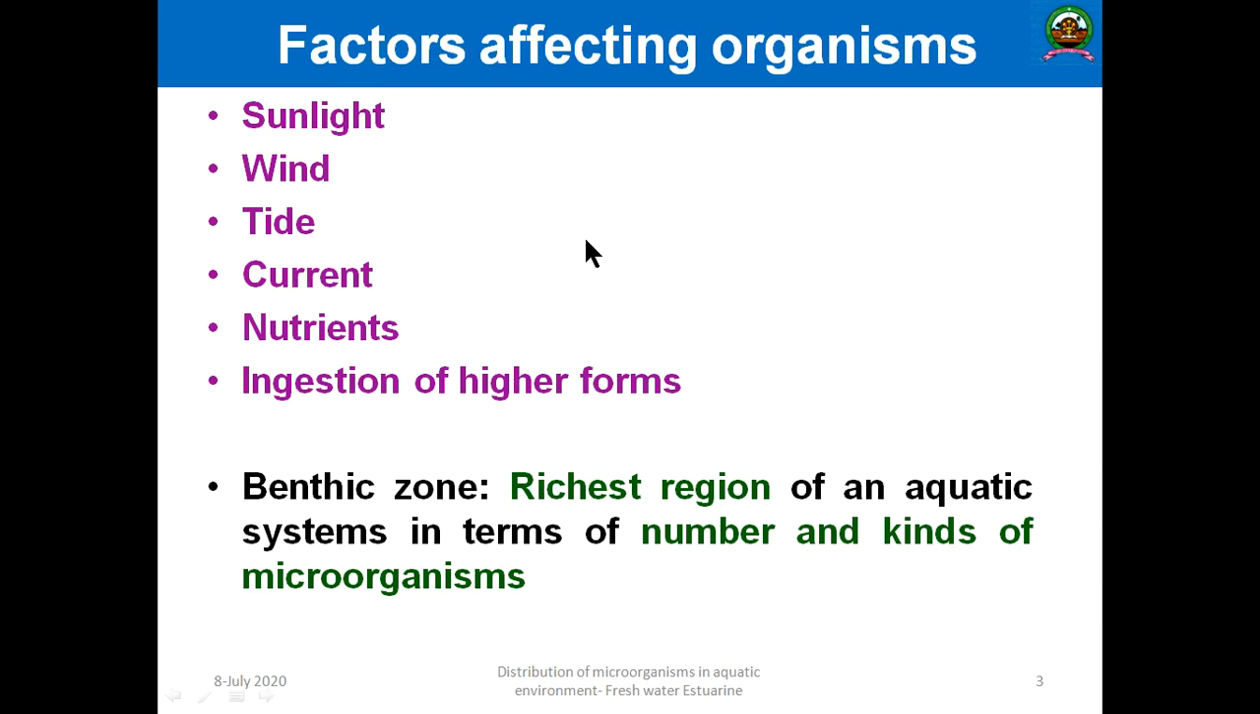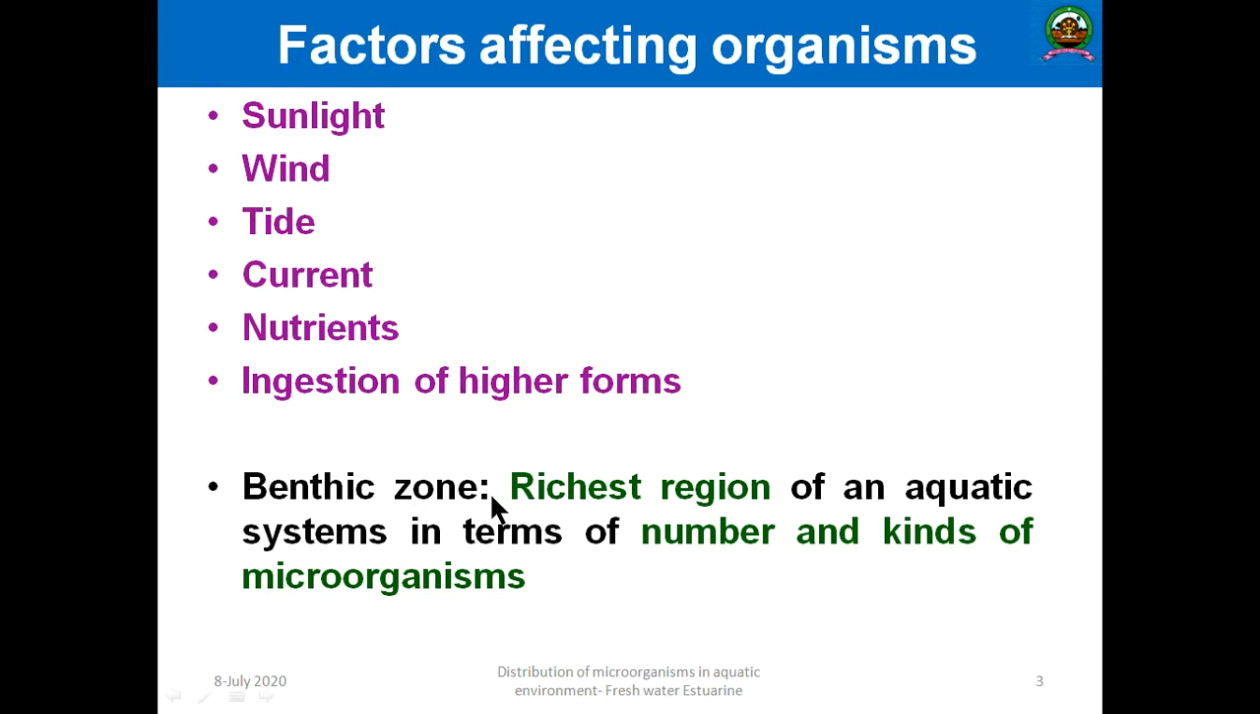And the distribution of microorganisms in a freshwater ecosystem depends on several factors, such as sunlight, as I told, based on the penetration of the sunlight. The aquatic ecosystems are divided into the photic zone and aphotic zone. Then similarly the wind, the tide, there are different regions called intertidal zone. Then current and nutrients, the availability of the nutrients and the ingestion by higher forms of organisms. So these are the major factors which influence the presence of microorganisms in the freshwater ecosystem.